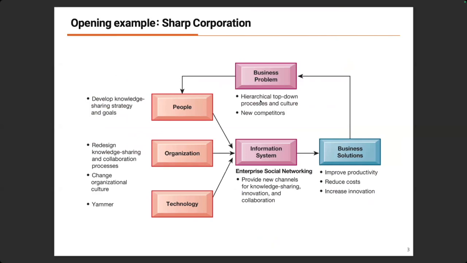Actually, Sharp Corporation is one of the knowledge-intensive technology firms. Because it is in electronics, it sells electronic devices and some telecommunications equipment. So this kind of industry is knowledge intensive. So this company highly depends on innovation.